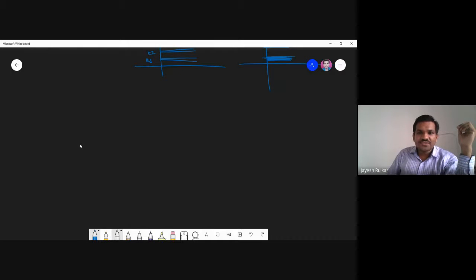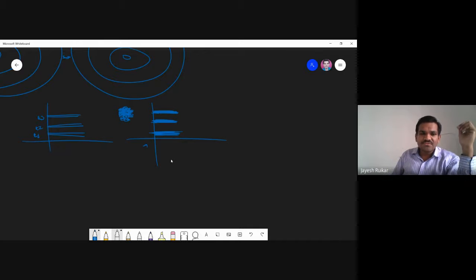Now if you look at this particular diagram, this is my first band, this is my second band, and then we have the valence band, this is the third band. And then we have a conduction band.